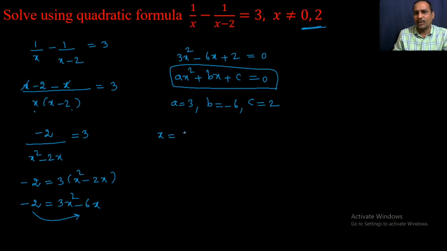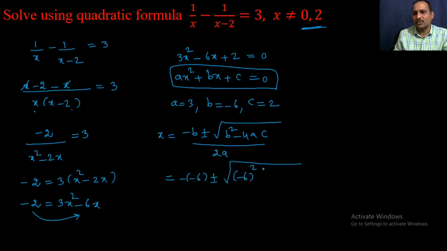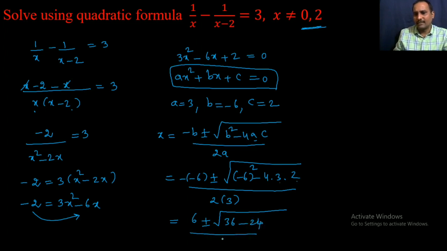Now let us write the formula. x is equal to minus b plus or minus under root b square minus 4ac by 2a. So that is minus of minus 6 plus or minus square root of minus 6 whole square minus 4ac, a is 3 and c is 2, by 2 into a, that is 2 into 3, that is equal to 6 plus or minus under root 36 minus 4 3s are 12 into 2, 24, by 6. So therefore x is equal to 6 plus or minus root 12.